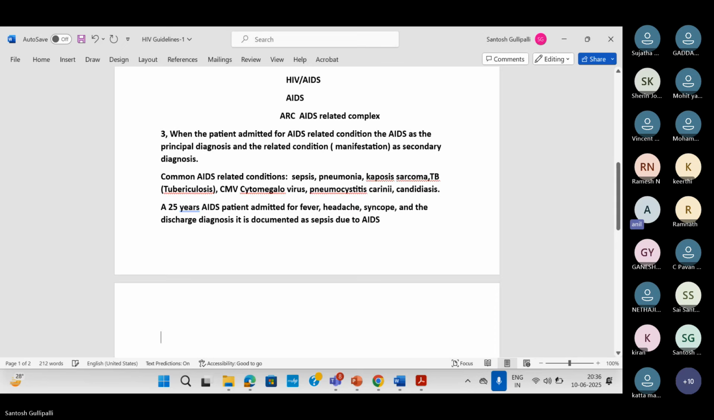B20 PDX. A 25 years AIDS patient admitted with fever, headache, syncope, and the discharge diagnosis is documented as sepsis due to AIDS. What is the PDX in this case? B20, AIDS. So B20 AIDS is the principal diagnosis, and you can give an additional diagnosis code for sepsis. Do not assign fever, headache, syncope, because these are all symptoms.